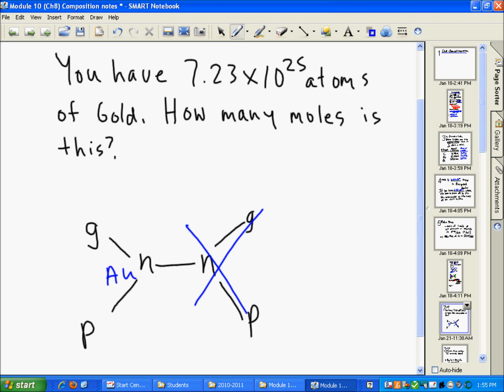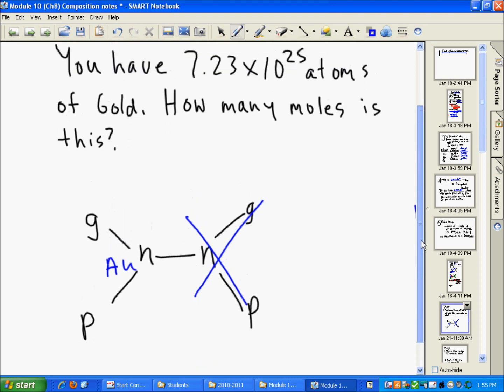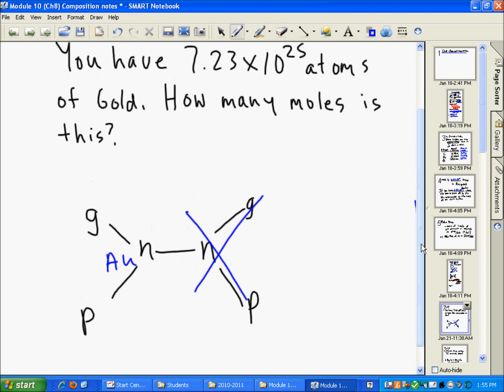Okay, now we can put on the number of atoms, and that goes with the particles, like we said. So 7.23 times 10 to the 25 atoms goes down here with the P. And what is it we're trying to calculate? The amount of moles. Where does that go in the mole map? The N. Right, so that's where our target is.